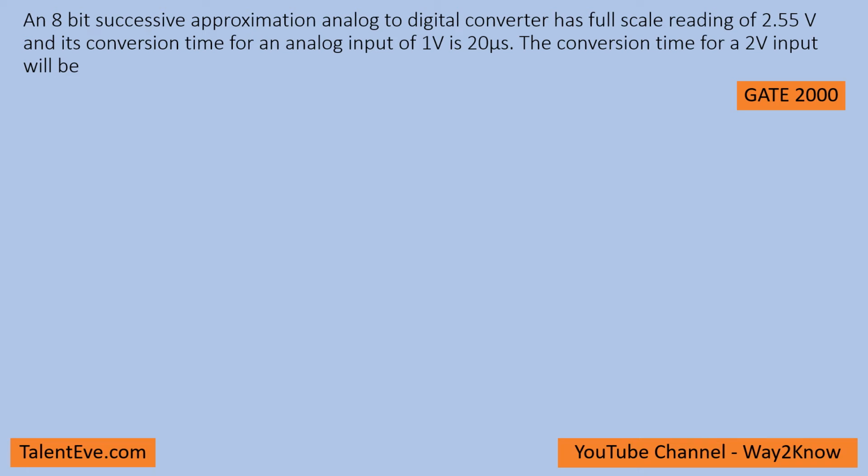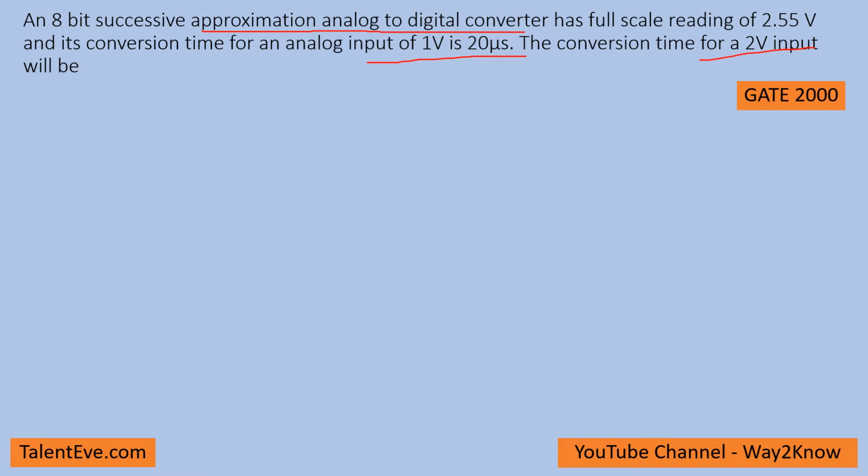So let us see how to solve this particular problem. Basically, the problem is that there is a successive approximation ADC converter whose full scale reading is 2.55 volt, and its conversion time when an analog input is 1 volt is 20 microseconds. What is asked is, what is the conversion time for a 2 volt analog input?